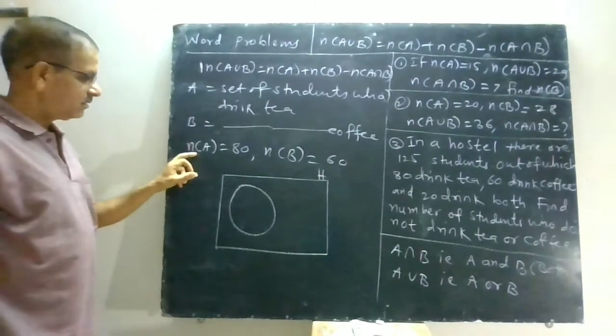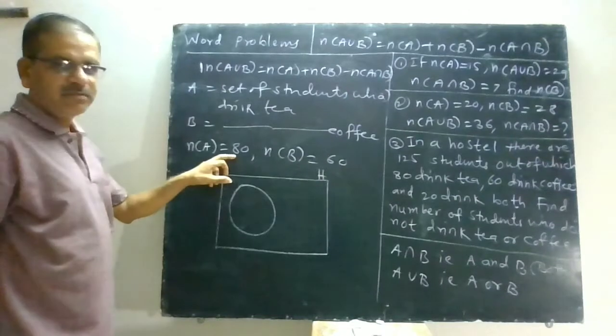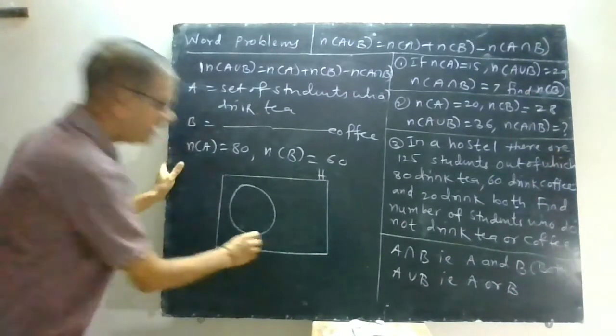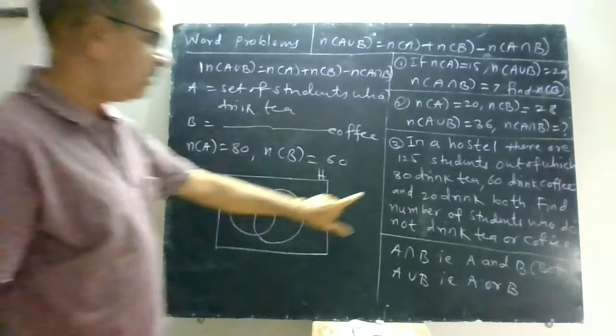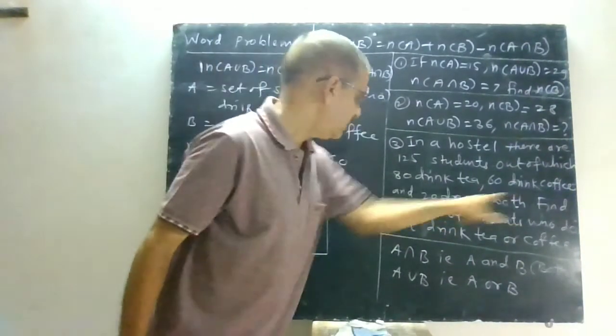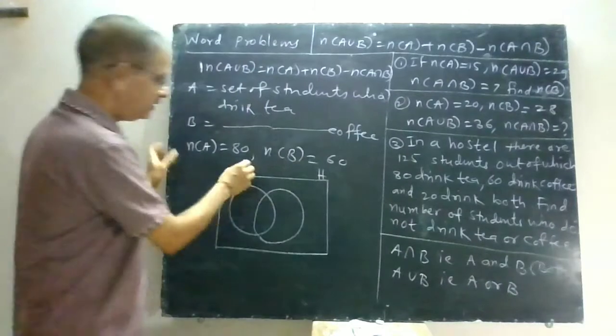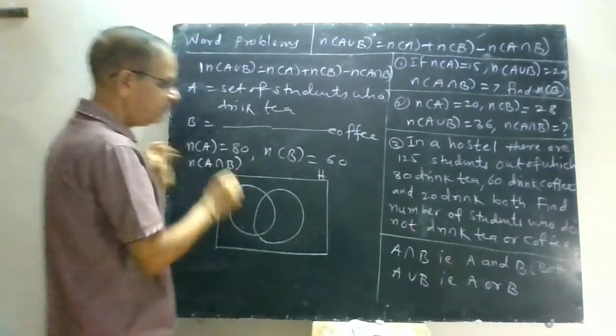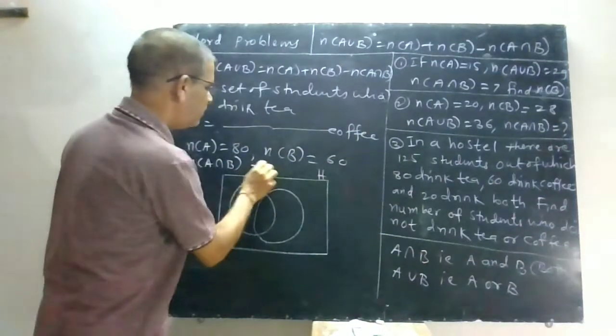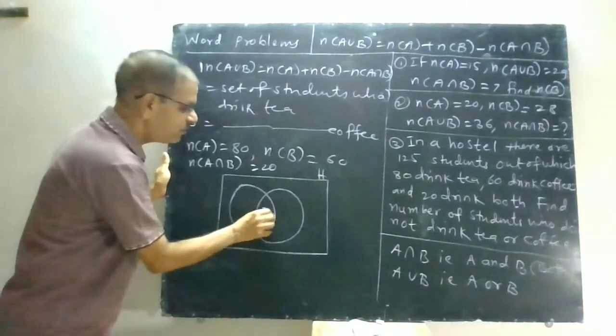set of students drinking tea, and this is your set of students. Sorry, one more thing is given to you. Both drink, that is 20. So you can have N of A intersection B, both here, it is 20. That means this is 20, that is given to you.